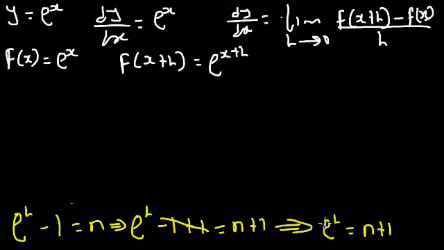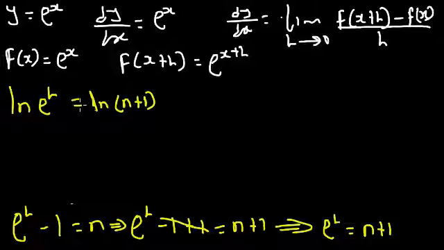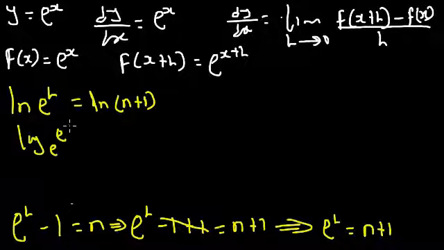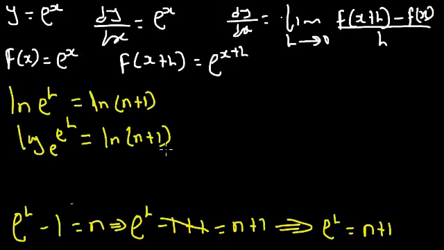Our next step would be such that we can take the natural log of both sides so that h can come to the front. So taking the natural log of both sides, we have ln e to the power of h to be equal to ln n plus 1. Perfect. Now, ln is a log with a base of e. So we have log of base e to e to the power of h to be equal to ln n plus 1. I don't really want to change this one to log of base e because it's not necessary.